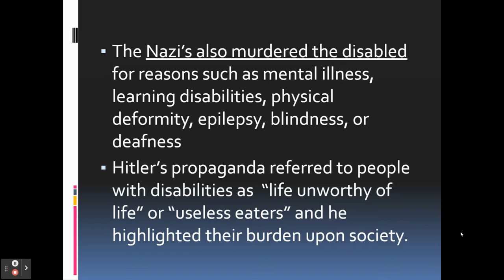Right from the time they were babies, anyone with a disability would be killed. Hitler had propaganda where he referred to people with disabilities as life unworthy of life. So yes, these are living things, but they shouldn't be. They don't deserve to live. Useless eaters was another slogan. Obviously, it would have been in German, but useless eaters meant that people like this were a waste of food, and Germany needed food. They were a burden on society. So he was trying to convince people that it was best to just get rid of them.